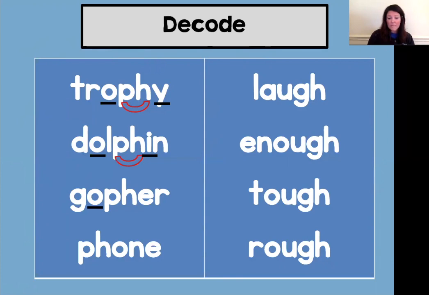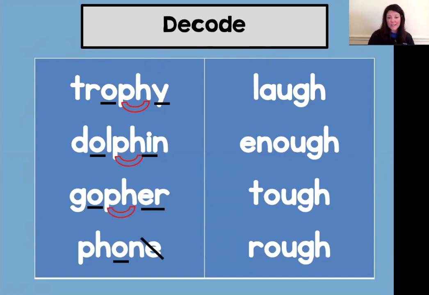Our next word has an O, which is in an open syllable, so it will say its name. And our E is paired with an R. That's called an R-controlled vowel. The R changes the sound of the E. So here, ER will make an er sound. And there's our PH. G, O, gopher.